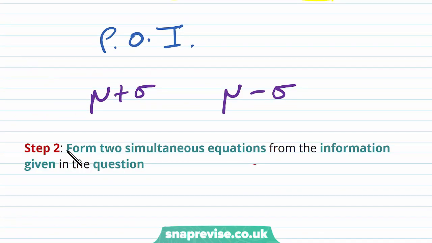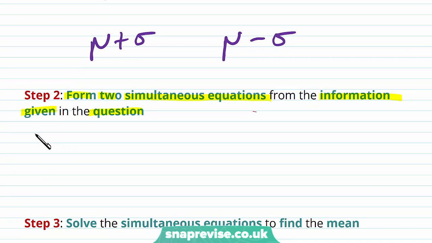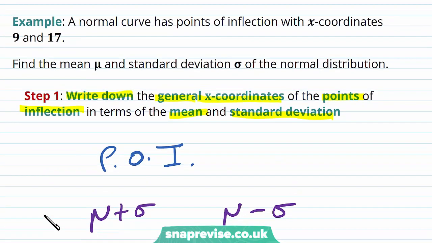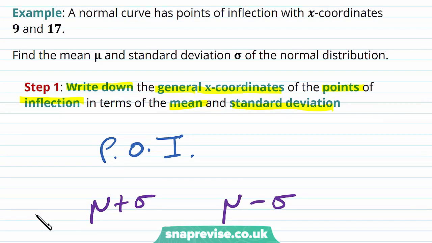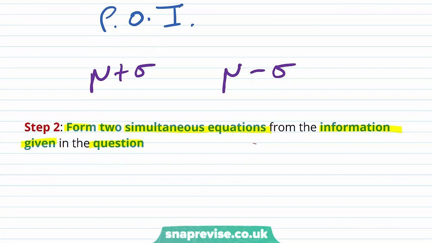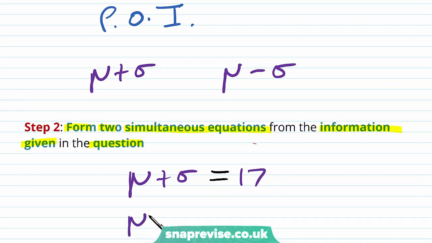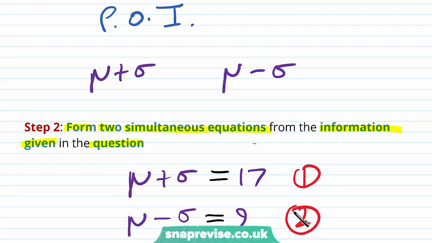Our second step is to form two simultaneous equations from the information given in the question. Since sigma is definitely positive, the mu plus sigma corresponds to the larger version and the mu minus sigma corresponds to the smaller version. Therefore, we have that mu plus sigma is equal to 17 and that mu minus sigma is equal to 9. These are our first and second equations respectively.